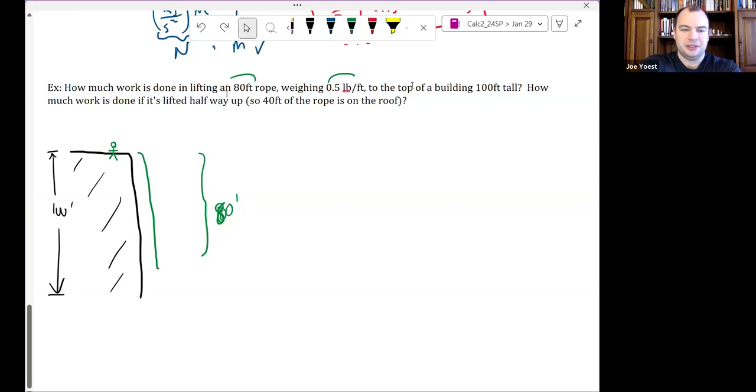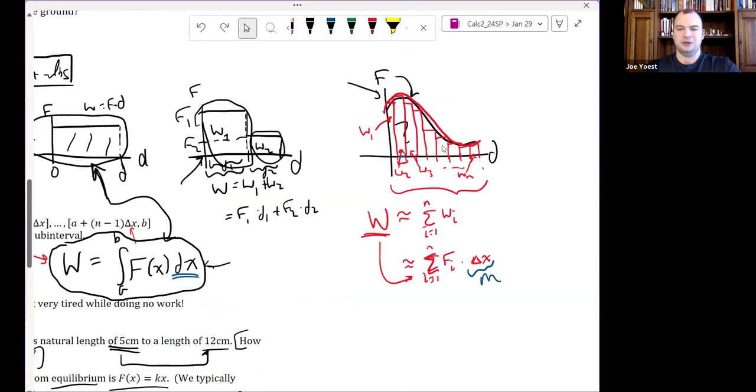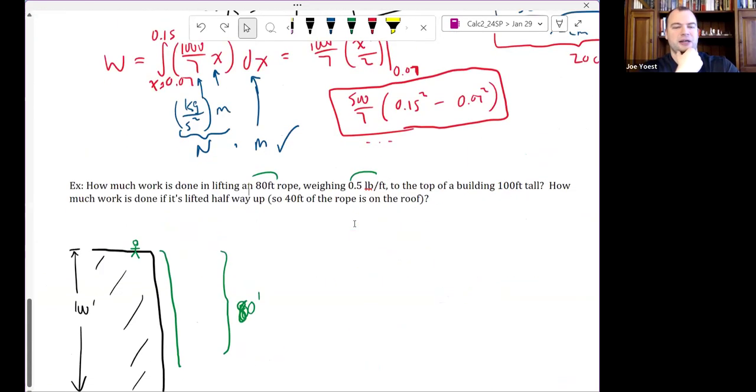So how could I imagine pulling this rope onto the roof? How could I discretize this? How could I take this continuous process and cut it up into a bunch of little pieces to try to analyze what's happening?